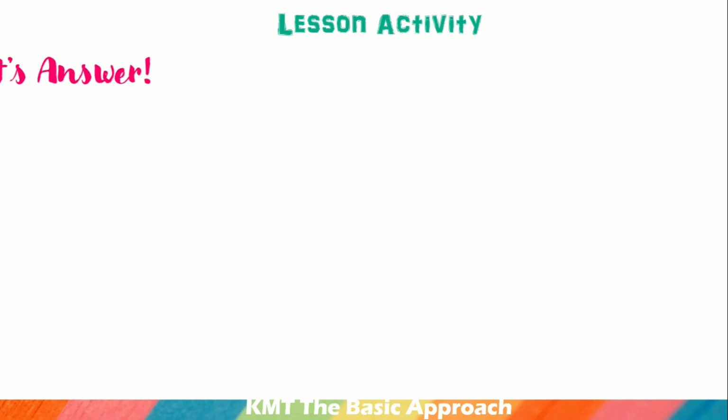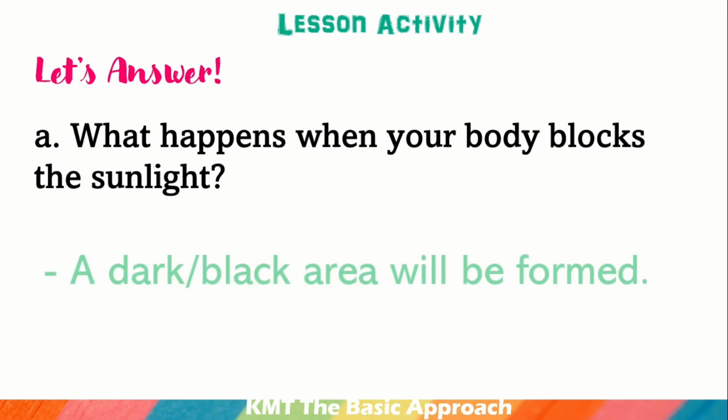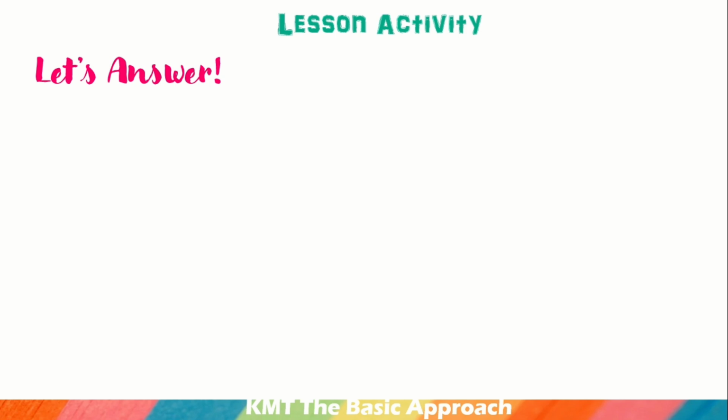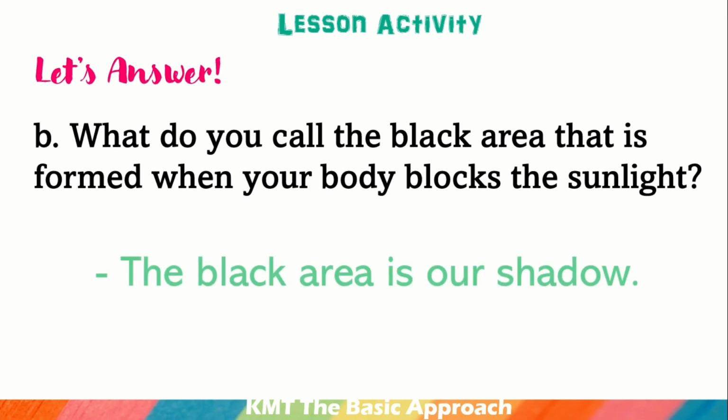Lesson activity. Let's answer. Letter A. What happens when your body blocks the sunlight? Good job! A dark or black area will be formed. Letter B. What do you call the black area that is formed when your body blocks the sunlight? Great! The black area is our shadow.